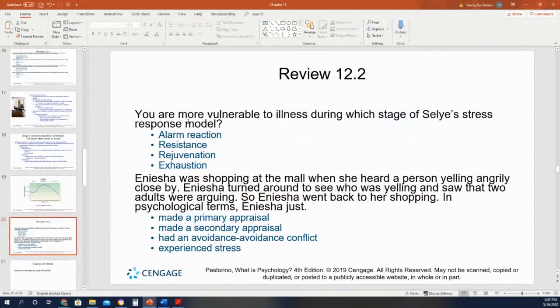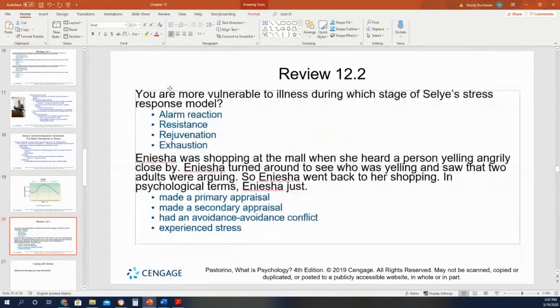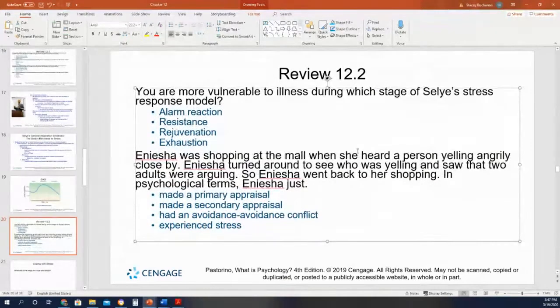All right. So you are more vulnerable to illness during which stage? And that would be the exhaustion. That's when your body starts to just give out, as I was saying.